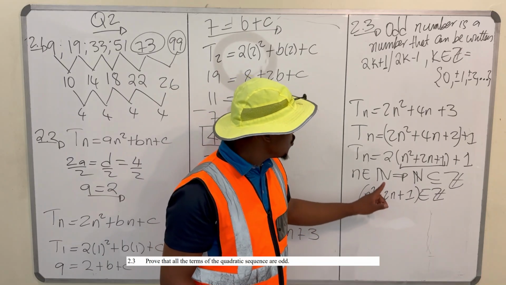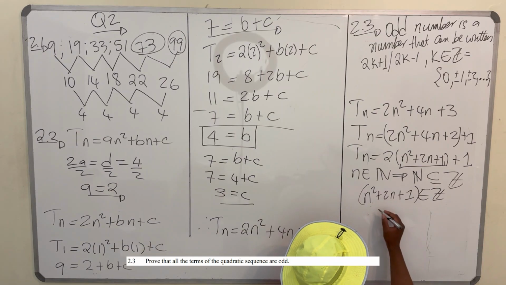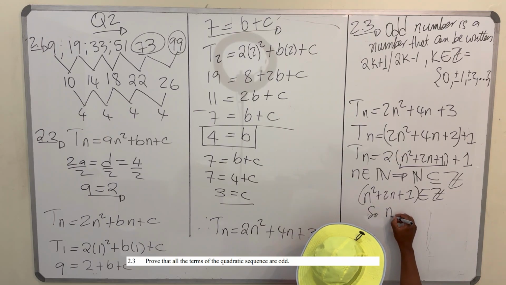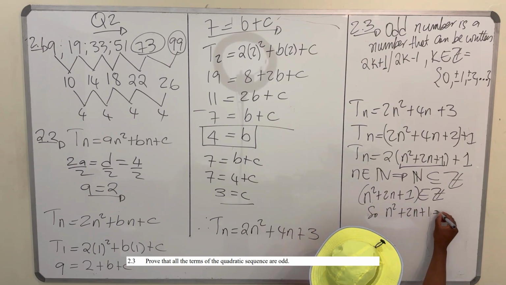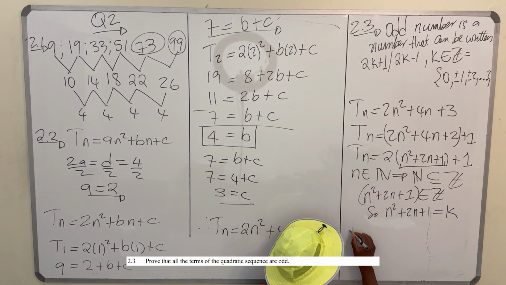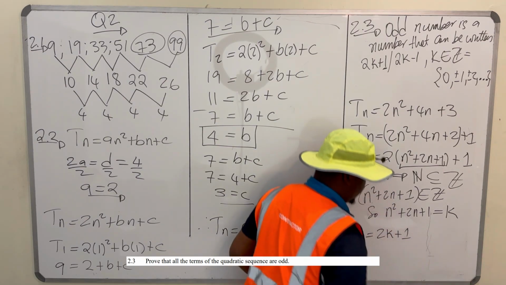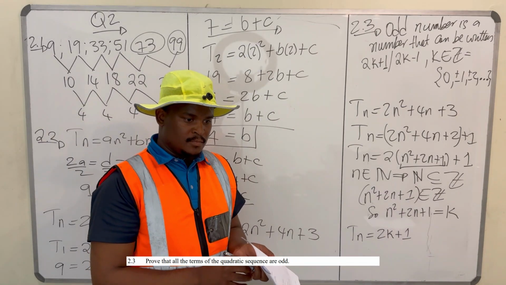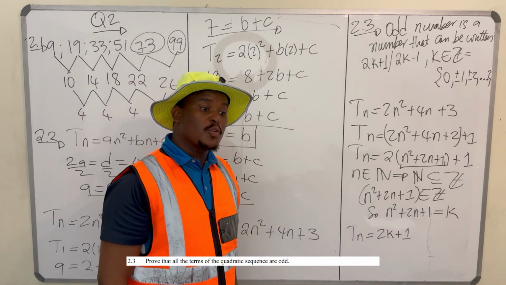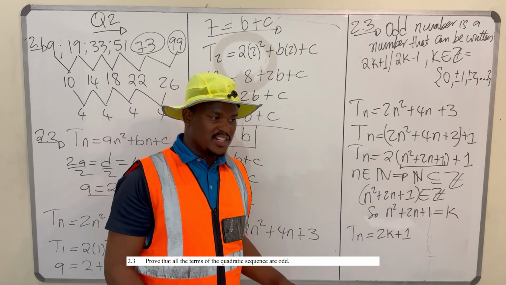So we are done with this because we have written this in that form. Or if you want to be specific, you say, well, this is an integer, so your n squared plus 2n plus 1 is your k. So we have written Tn as 2k plus 1. Then we're done with this question. So I'll get the board, then we'll go to question 3 that we were asked to do in the first place. But we detoured to other questions as well.